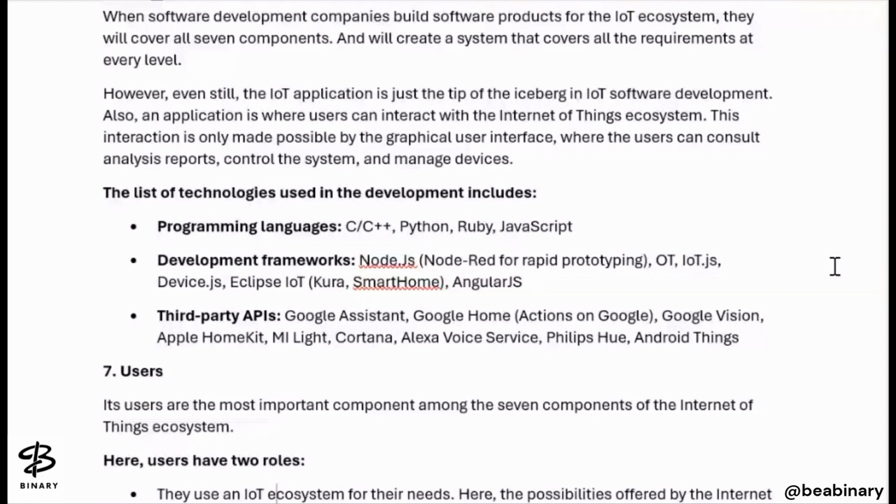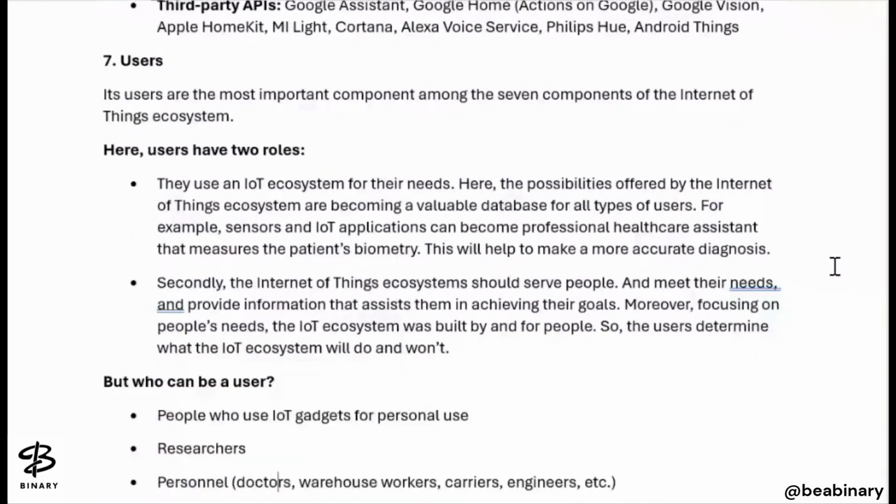And the last and 7th component of the IoT is the users. Users are the most important component among the 7 components of the Internet of Things ecosystem. How? Because users have 2 roles. They use the IoT ecosystem for their needs. One is that they use it for themselves. Secondly, the IoT ecosystem should serve the people.